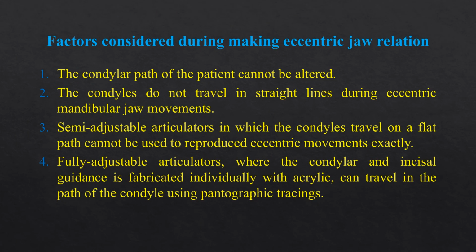Factors considered during making eccentric jaw relation. Number one, the condylar path of the patient cannot be altered. Number two, the condyles do not travel in straight lines during eccentric mandibular jaw movements. Number three, semi-adjustable articulators, in which the condyles travel on a flat path, cannot be used to reproduce eccentric movements exactly. Finally, fully adjustable articulators, where the condylar and incisal guidance is fabricated individually with acrylic, can travel in the path of the condyle using pantographic tracings.